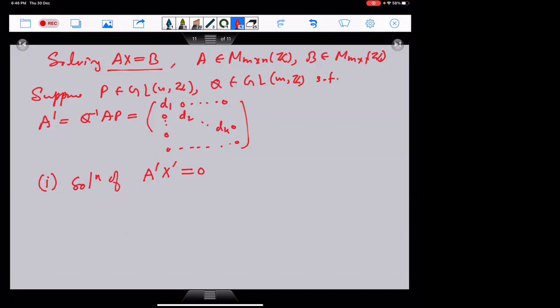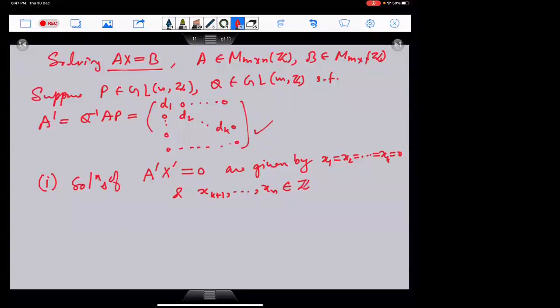So the solution of this is now easy to write down. Can anybody suggest what the solutions of this are, where matrix A prime is diagonal D1, D2, up to DK? Only x1, x2 are 0. Right. Because D1 x1 is 0, D2 x2 is 0, DK xk is 0. So therefore x1, x2, up to xk, I must have 0. And xk plus 1 up to xn, these can be any integers. Am I right? So any solution, a general solution, I can write like this. Okay, that is one thing we got.